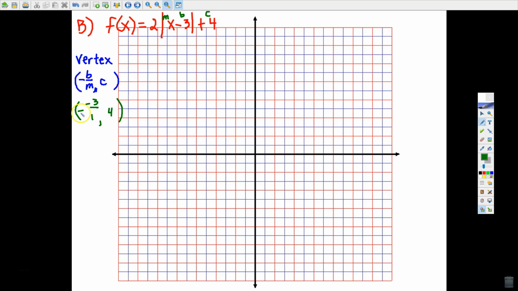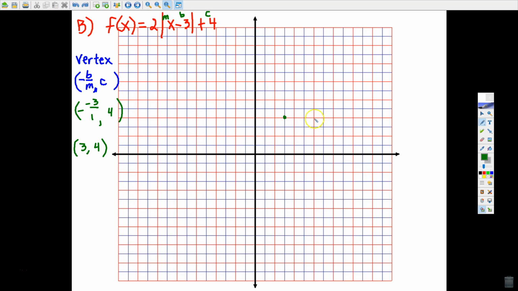It says the opposite of -3. Well, the opposite of -3 is +3, and then +4. So let's go there. Make a dot. That's our vertex. Since the number in front of the absolute value is positive, I'm going to have a V that opens upward. Just for future reference, if this had been negative, then I would have a V that opens down.